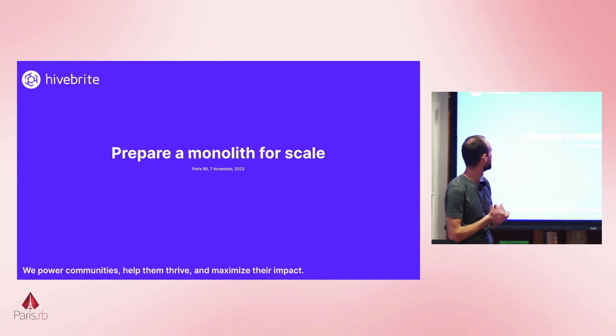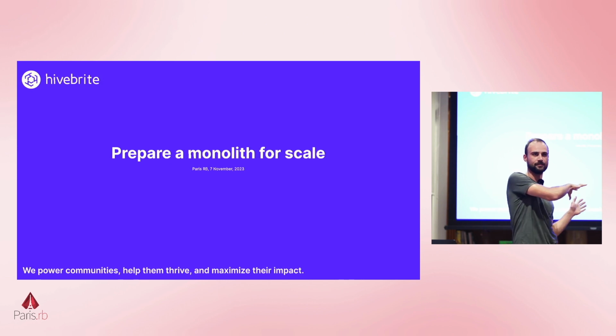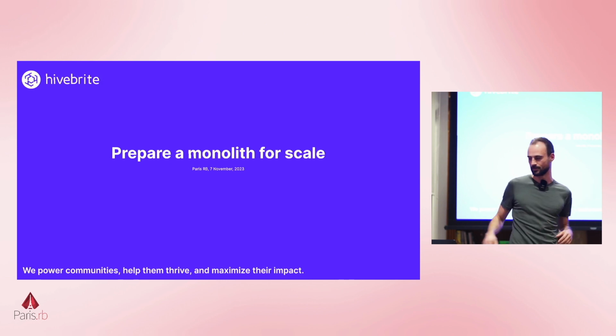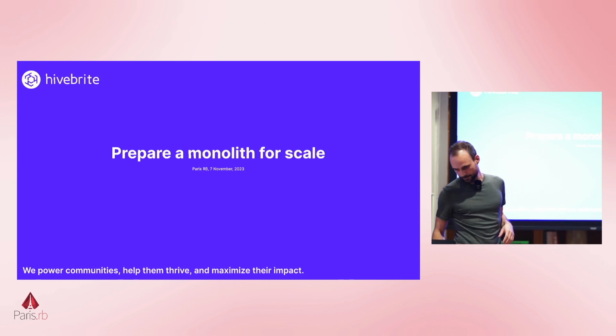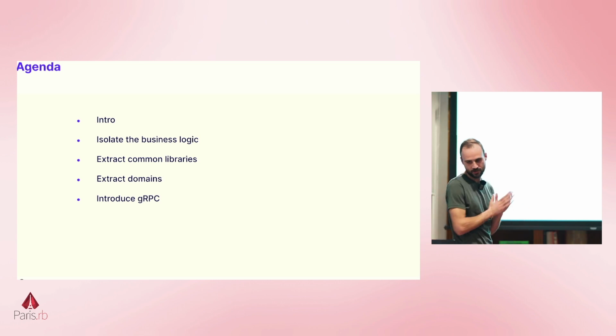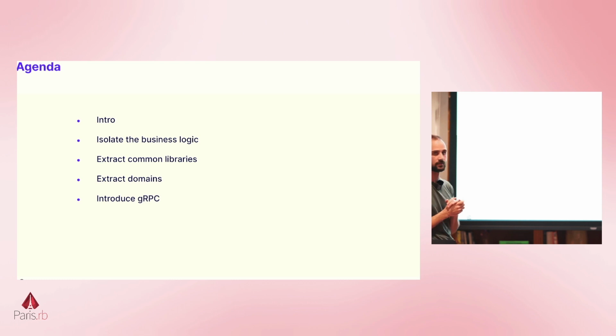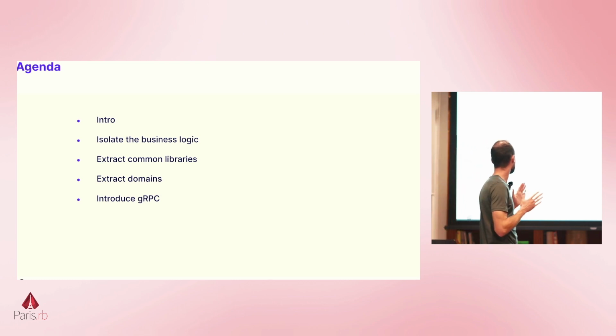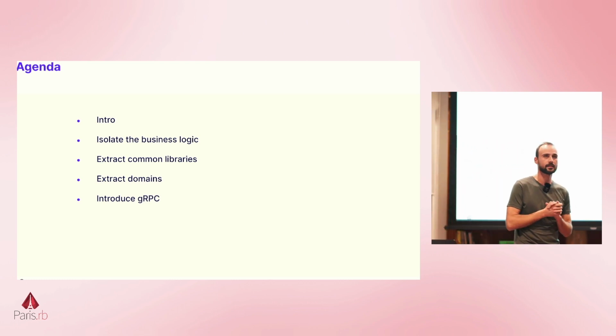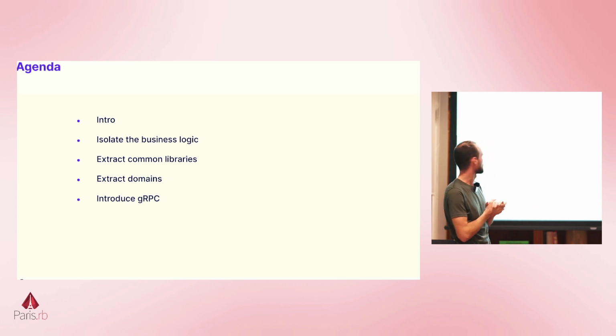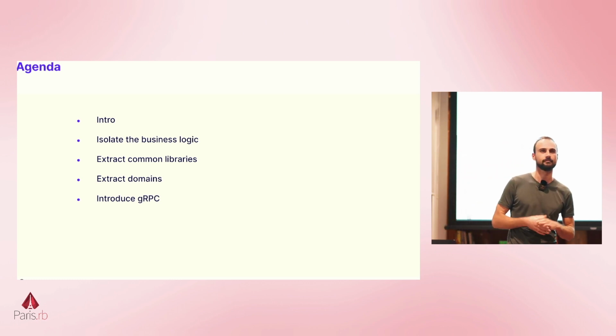Today's presentation will be about preparing a monolith for scale. So the title is a bit different than the one that you've seen before. Introduction. So we will talk about isolation of business logic, extraction of common libraries, extraction of domains, entire domains, and introduction to gRPC, which is not Ruby, but we use it.